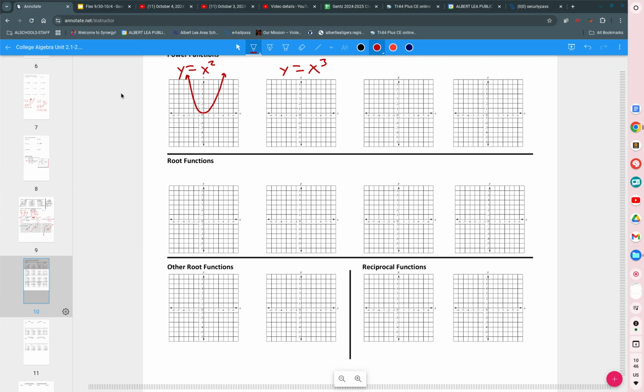And why is a parabola always above the x-axis? Because if you square something, it makes it positive. If you cube something, is it always positive? No, which is why a cubic can go below the x-axis. Kind of has that snake-like shape to it.